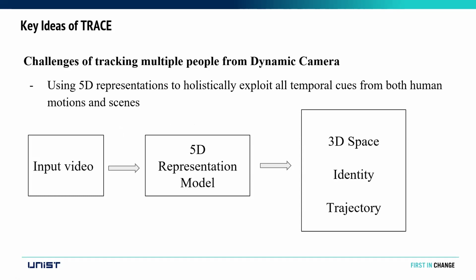To solve those challenges, DRESS has come up with the idea of using a 5D representation. Given an input video, DRESS performs the inference of 3D space, identity and trajectory.